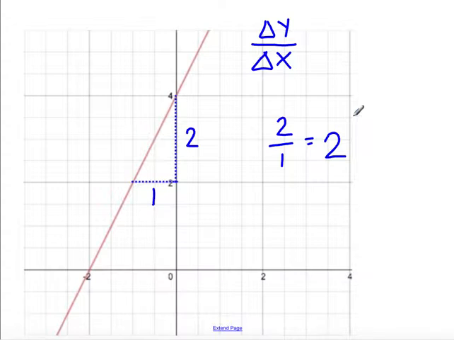Also, when we're looking at our line, if it's going up to the right, so always in that direction, it's going to be positive, and if it's going down to the right, it's going to be negative, just to keep in mind in general.